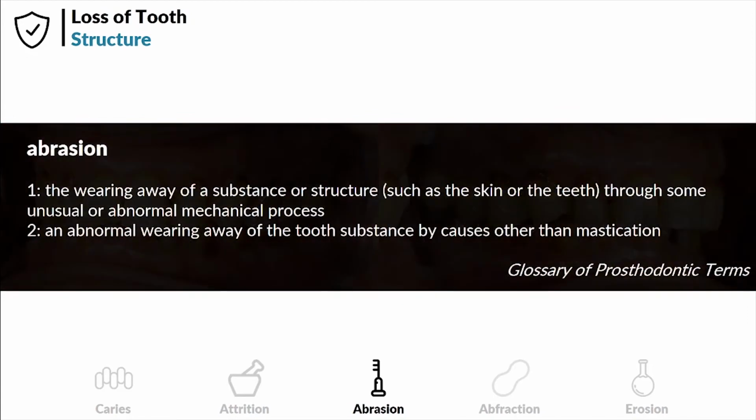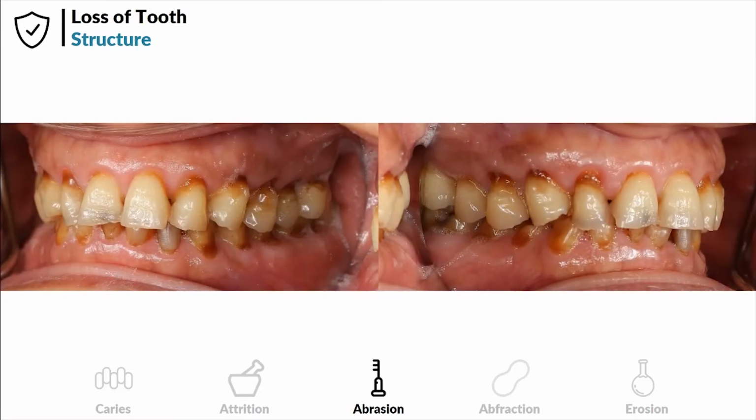All right, now let's talk about abrasion. Abrasion is going to be the wearing away of tooth substance or structures through some unusual or abnormal mechanical process. Okay, another way to say it is an abnormal wearing away of tooth by causes other than mastication.